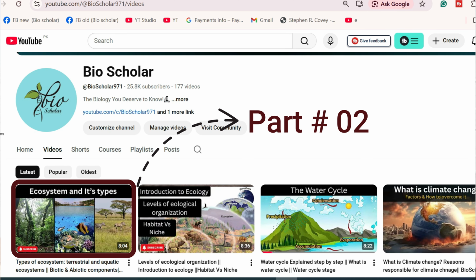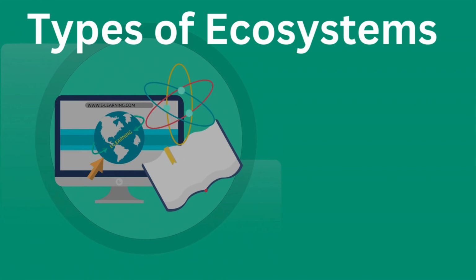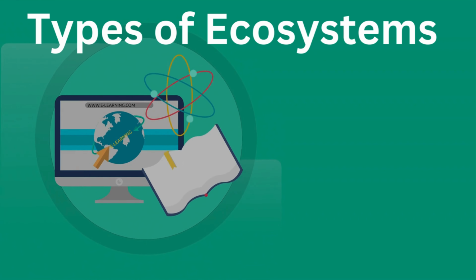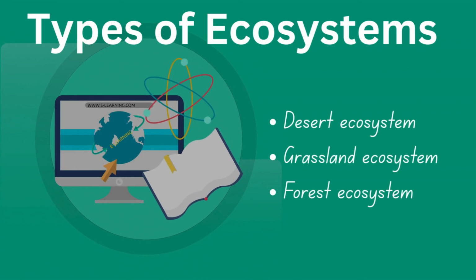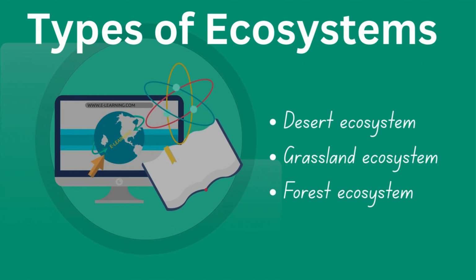So this is part 2 of our Ecology Series on the types of ecosystems. In the last video, we talked about terrestrial and aquatic ecosystems. Today, we're going ahead with the other 3. But before jumping in, just a quick little recap.